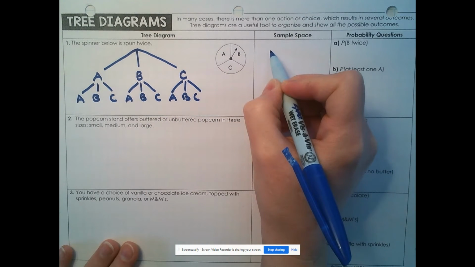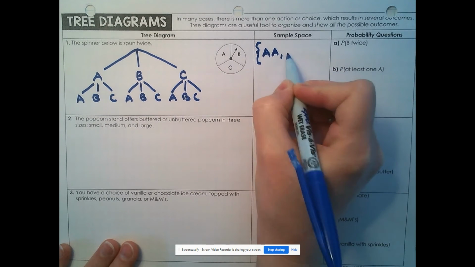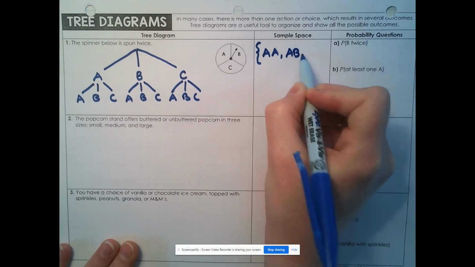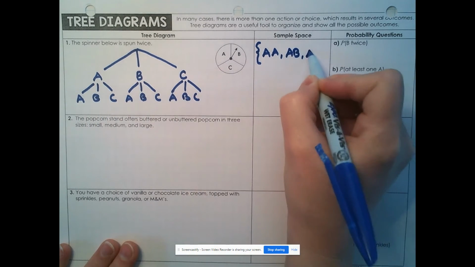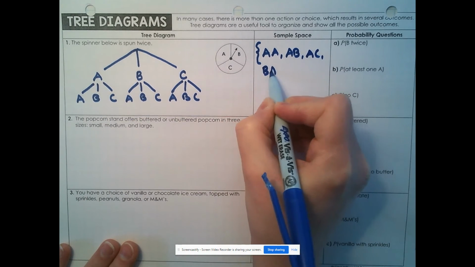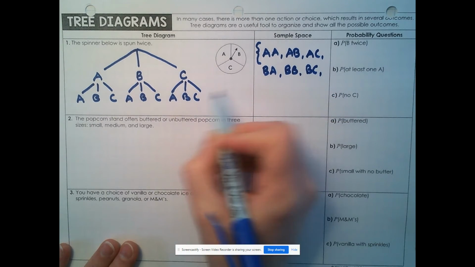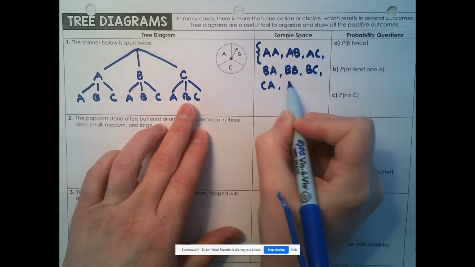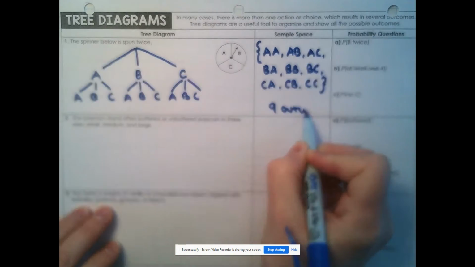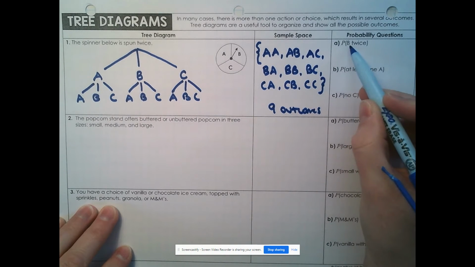So the sample space is interesting. Most of the time, what you will see is something like AA, comma, right? Because I can spin an A, and then the second time I can spin an A again. I can get AB, spin A, then B, AC, spin an A, then a C. Then I might get BA, BB, BC, and then I might get CA, CB, CC, leaving me with a total of 9 outcomes.